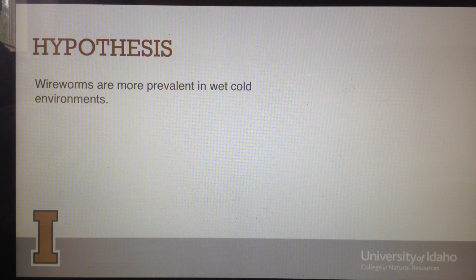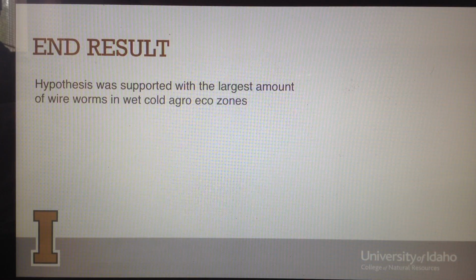So going back to my hypothesis, which was that wireworms were going to be more prevalent in wet, cold environments, I came to the conclusion that my hypothesis was supported, with the largest amount of wireworms being in cold agroecozones. And that is my slideshow.